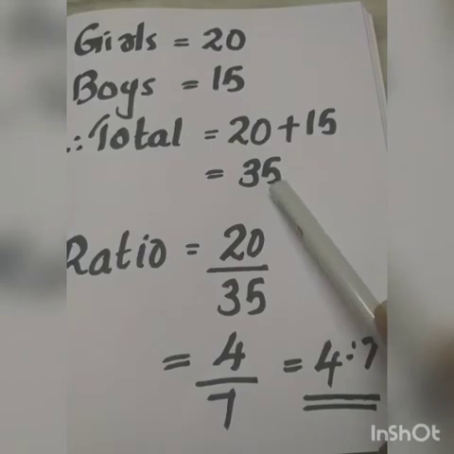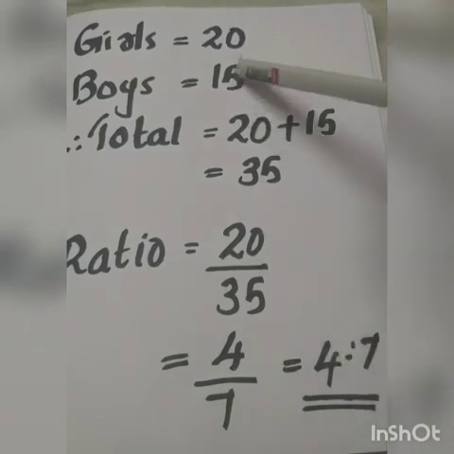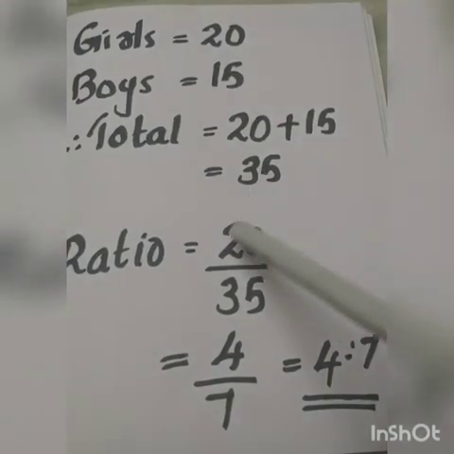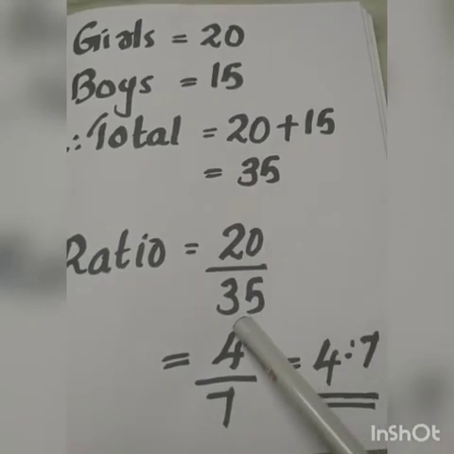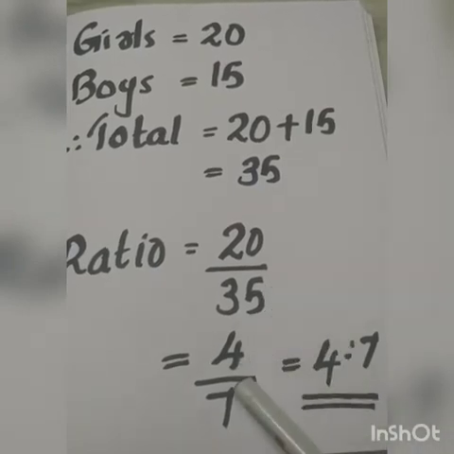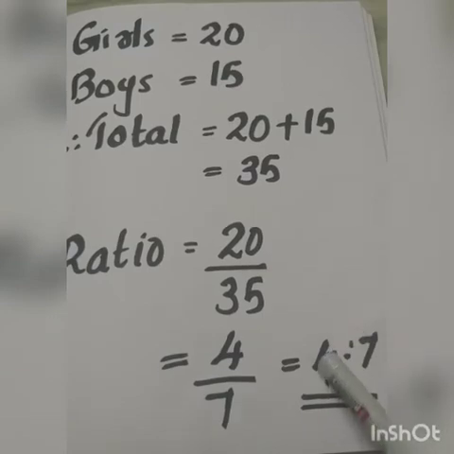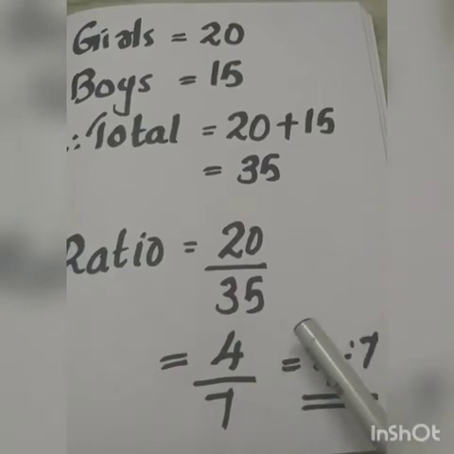Now we have to find the ratio of the number of girls to the total number of students. Girls is 20 and total is 35, so the ratio will be 20 by 35. Again we have a common factor in 20 and 35, which is 5. 20 divided by 5 is 4, and 35 divided by 5 is 7. Now 4 and 7 have no more common factors. So the ratio is 4 is to 7. When you are using the method of ratio, there should be no common factors between the two terms. Here 4 and 7 have no common factors, that is, you have to write it in the simplest form.